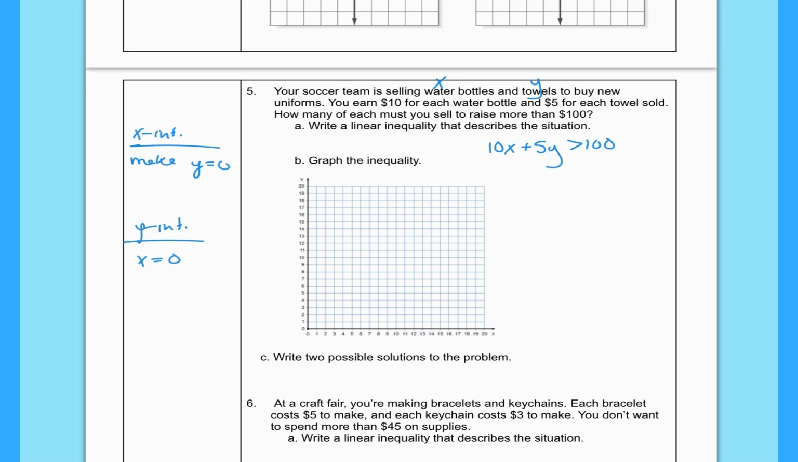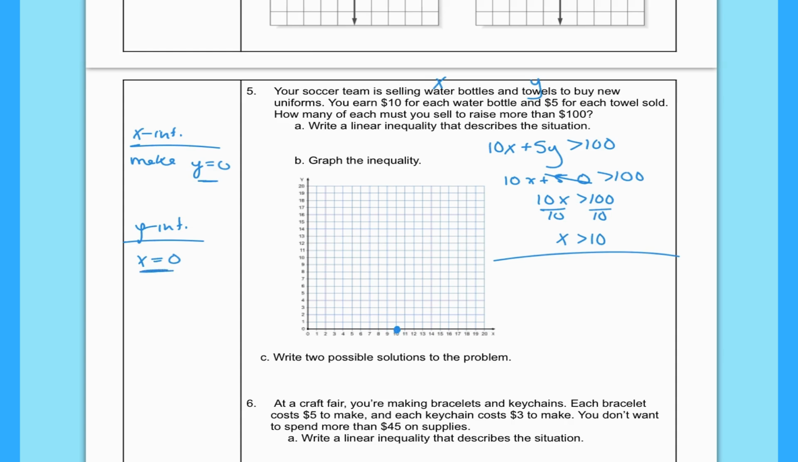So if we're going to solve for the x-intercept first, we make the y equal 0. That's 10x plus 5 times 0, plugging 0 in for y, is greater than 100. 5 times 0 is just 0, so that goes away. So I have 10x is greater than 100. Divide both sides by 10. X is greater than 100 divided by 10, which is 10. So our x-intercept is at 10, so I'm going to put a dot on the x-axis at 10.